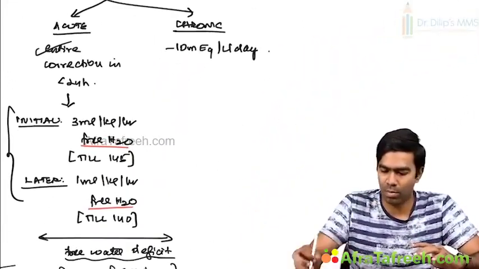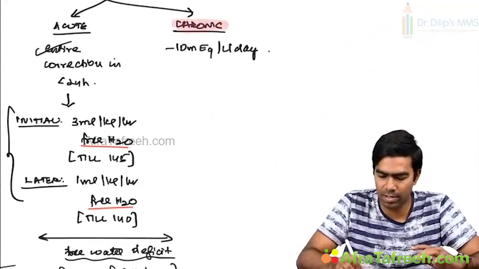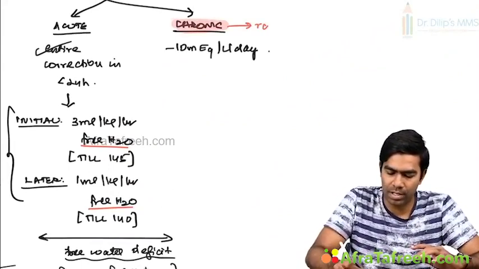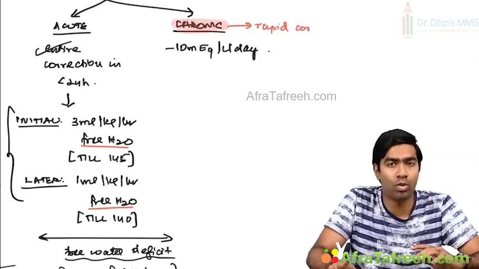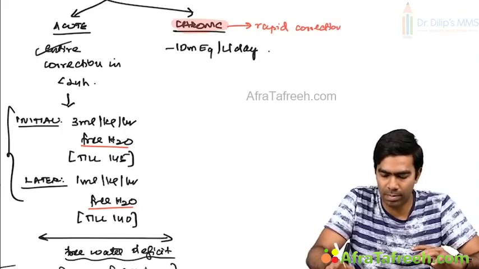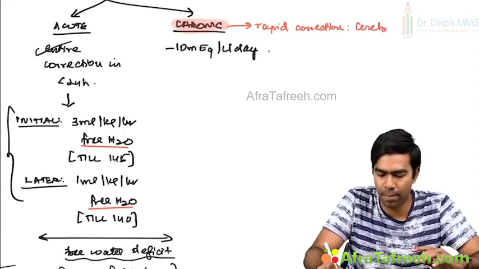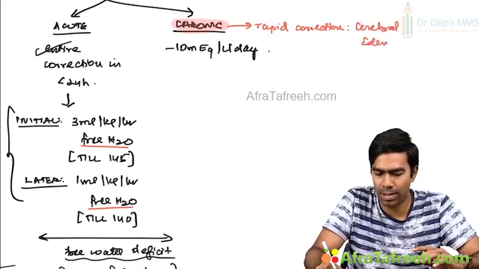And similarly, one problem in chronic hypernatremia is rapid correction or overcorrection beyond 12 milliequivalents per liter per day, which may result in cerebral edema, because of the rapid shift in the tonicity and the osmolality of the ECF.